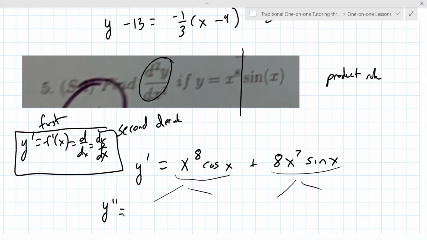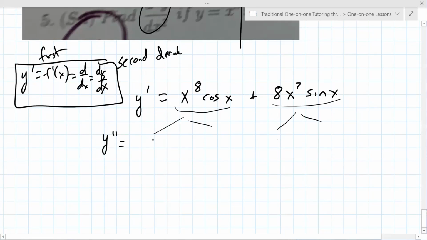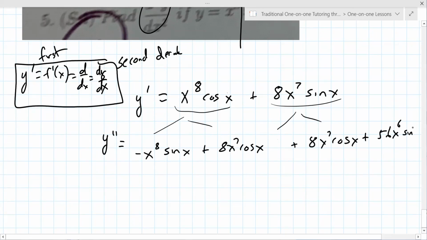Okay. I got all the numbers out. I'm just going to simplify it a little bit. It gives me 4 terms. Negative x to the 8th sine x plus 8x to the 7th cosine x plus 8x to the 7th cosine x plus 56x to the 6th sine x. Very good. Perfect. Okay.